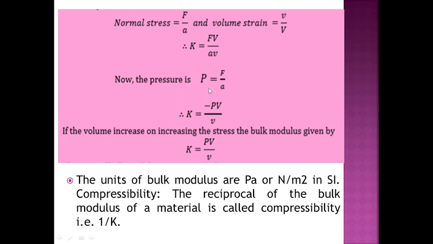So then stress, that is pressure, F by A. We can write this bulk modulus as negative P V divided by v. If the volume increases on increasing the stress, the bulk modulus is given by K equal to positive P V by v. So for decrease in volume and increase in volume, we can write the bulk modulus. The unit for bulk modulus is also the same, Pascal or Newton per meter square. The reciprocal of K we call compressibility.